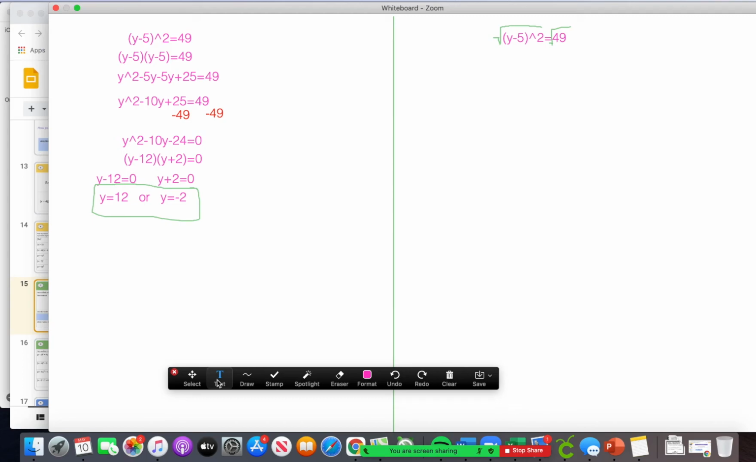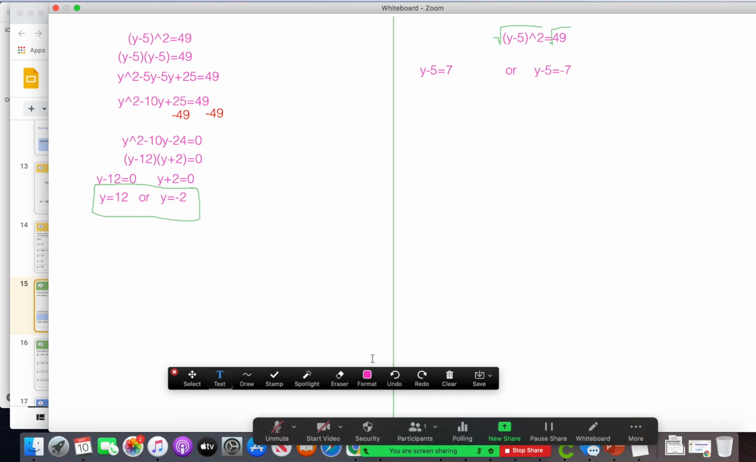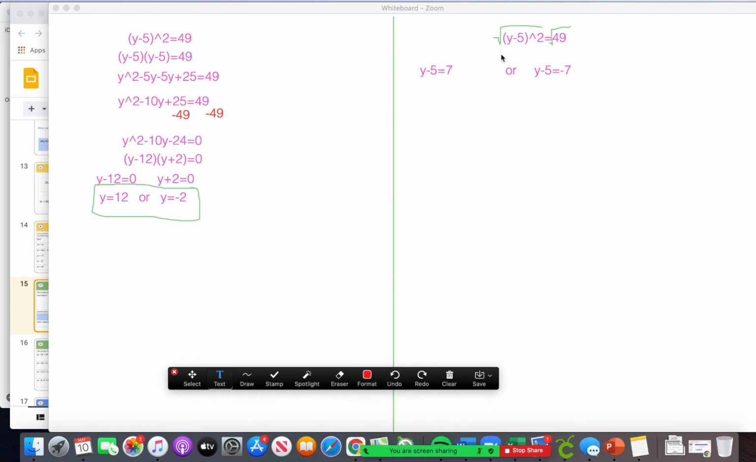7 times 7 is 49, and what is the other pair of same numbers that multiply to 49? Negative 7 times negative 7. So I can say to myself, okay, y minus 5 equals 7, or y minus 5 equals negative 7. Now I'm going to solve this, right? And I know this is true because negative 7 times negative 7 also equals 49, as well as 7 times 7.